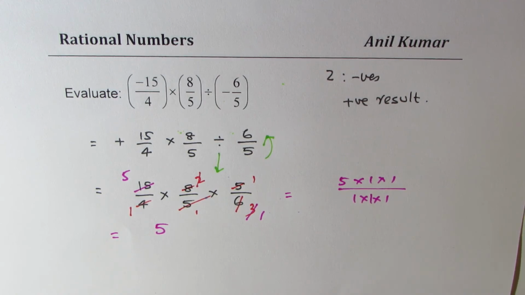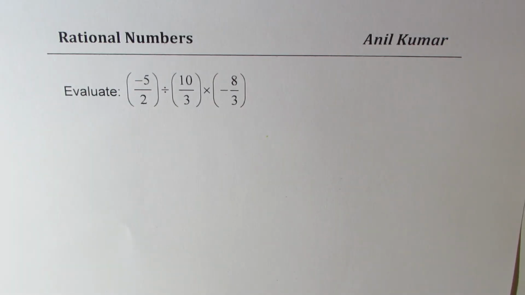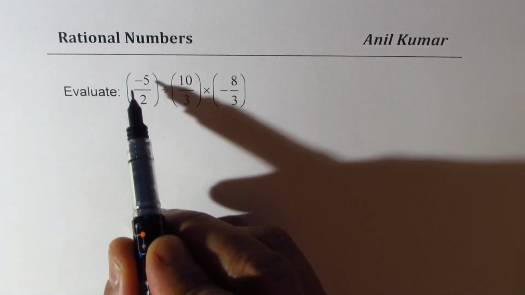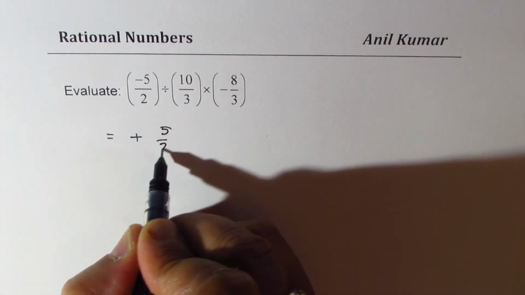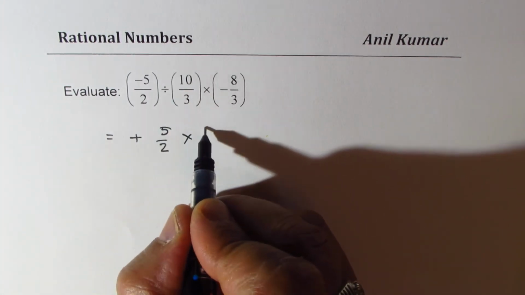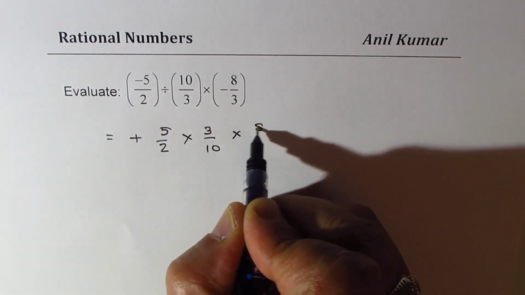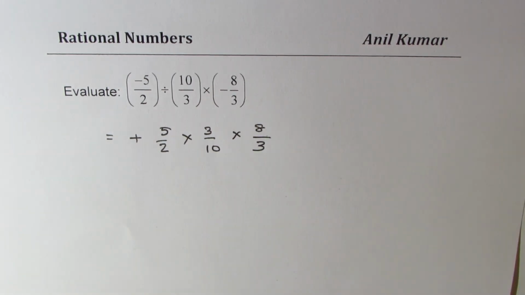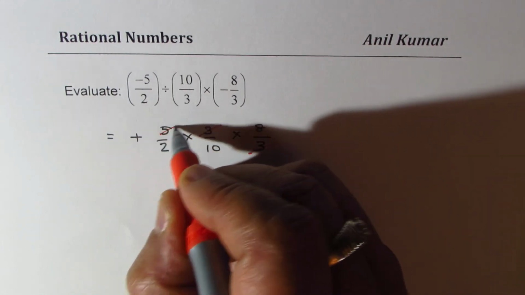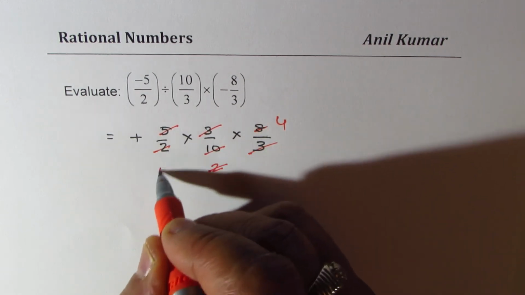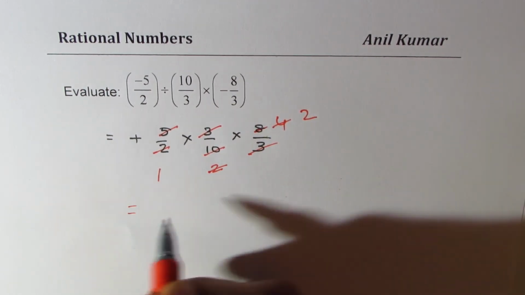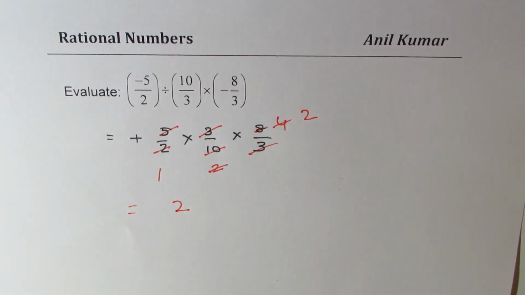Let me take a few more to complete our list, which I shared with you right in the beginning. Negative signs are 2, so the result is positive. Then we have 5 over 2 times. When you do times, flip it. So we get 3 over 10 times 8 over 3. Now we have to cancel. 3s can be canceled. 5 goes 2 times, correct? Now 2 times 4 is 8. And this 2 also goes 2 times. So what we get here is 2, our answer. So this is how we should do it. So it's actually very simple.